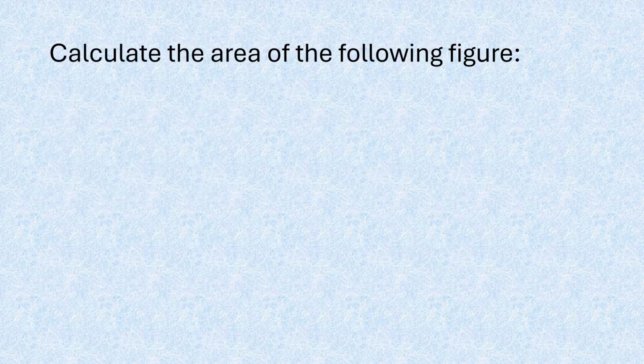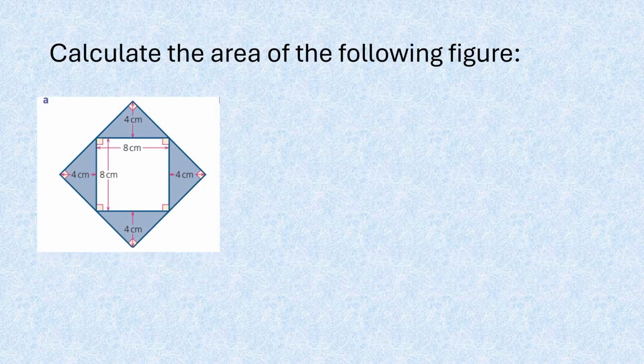Okay, now let's do one example. You have to calculate the area of the following figure. The figure is given in front of you. For calculating the area of this figure, first we'll look at what portions we have to cover for finding out the area of the shape. Now how many triangles are there in this shape? There are 4 triangles in this shape: 1, 2, 3 and 4.